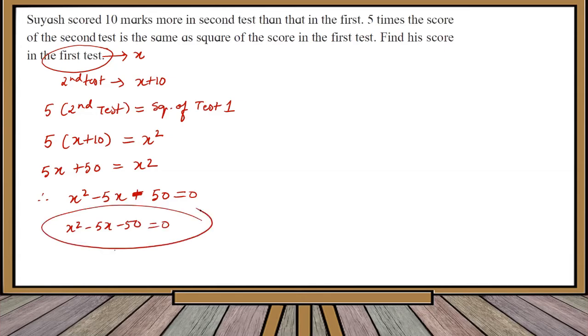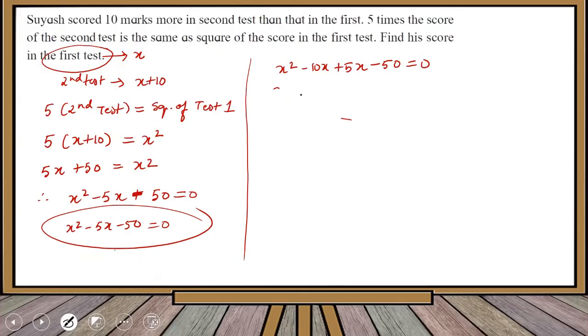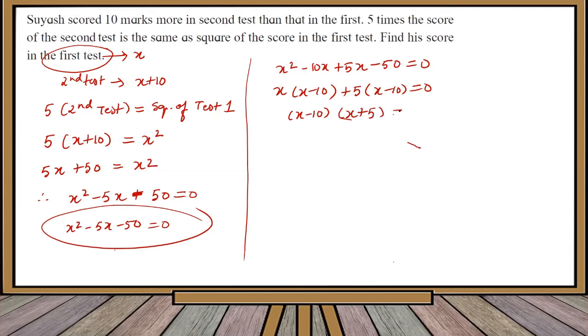Now we know 5 tens is 50, and minus 10 plus 5 is minus 5. So let us solve. X squared minus 10x plus 5x minus 50 equal to 0. I'll take x as common, x minus 10. Over here, I'll take 5 as common, again x minus 10 equal to 0. So this is going to be x minus 10 into x plus 5 equal to 0. So either x is equal to 10 or x is equal to minus 5. But can this value exist? No, it cannot exist. Why? Because x is the number of marks. Marks cannot be negative, as in this case.